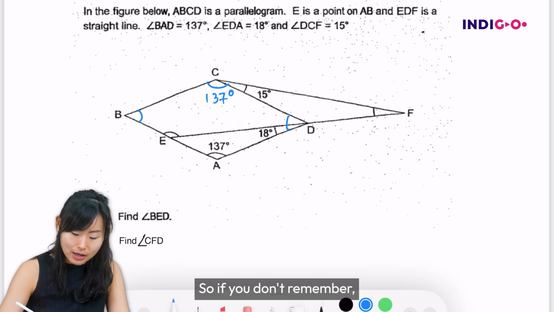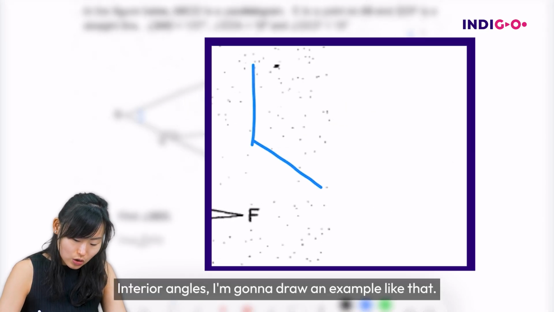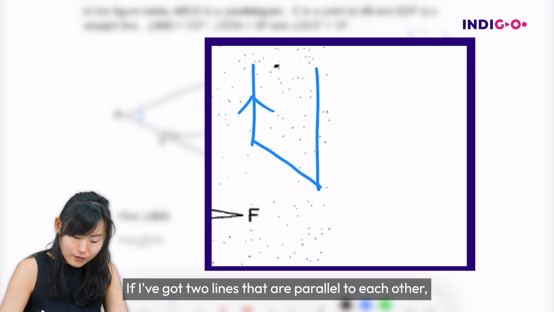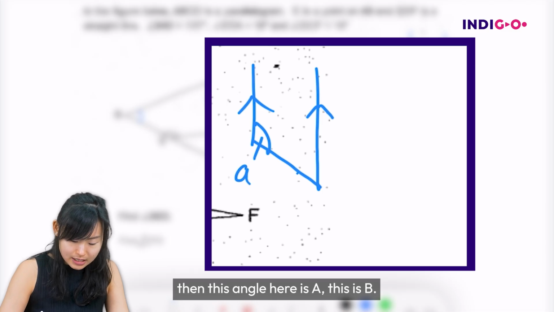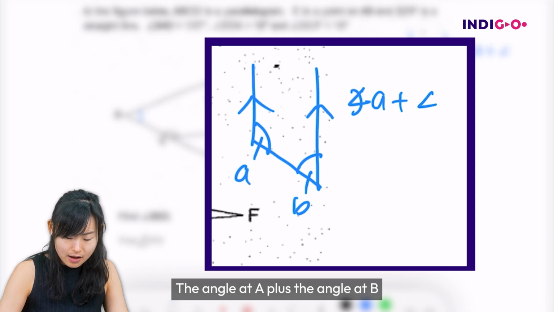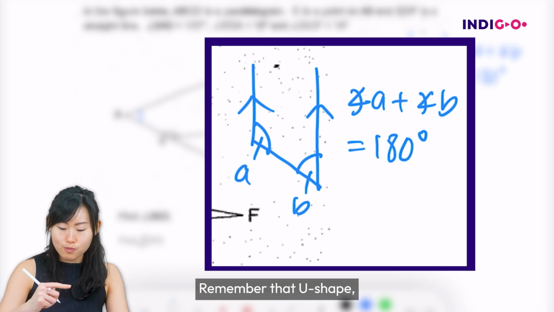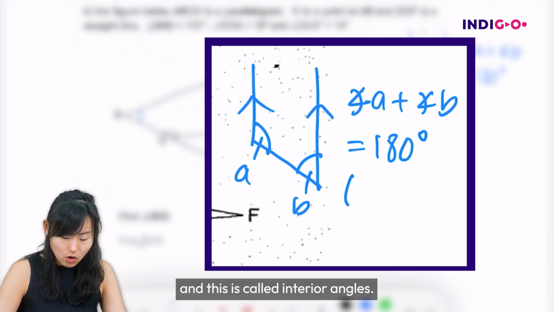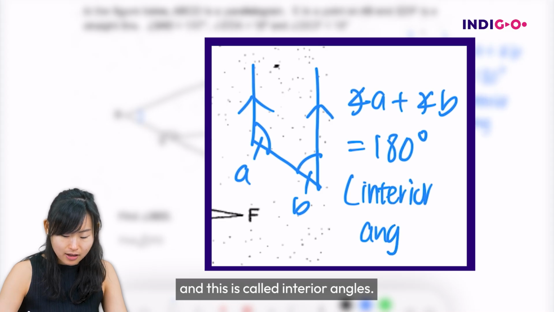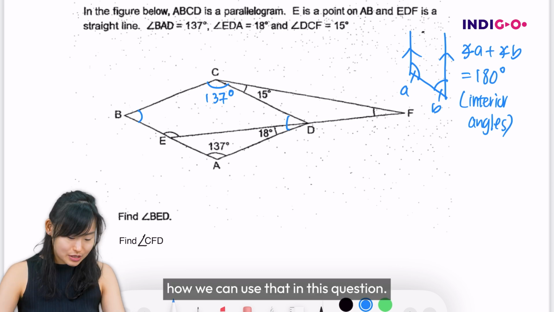So if you don't remember, let me just do a quick recap with you. Interior angles, I'm going to draw an example like that. If I've got two lines that are parallel to each other, then this angle here is A, this is B. The angle at A plus the angle at B will add up to give me 180 degrees. Remember the U shape, and this is called interior angles. So let's see here how we can use that in this question.